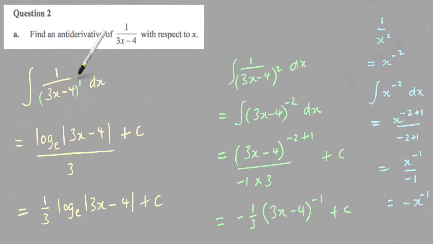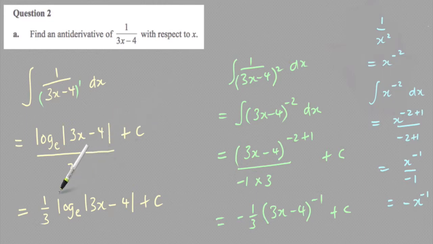So the antiderivative of this is just the log to the base e of the absolute value of that linear function. And then the key thing you've got to do is divide the whole thing by the derivative of that linear function, which is 3 in this case. And then plus c, or you can leave the c out because they've said an antiderivative. So either of those two would be acceptable.